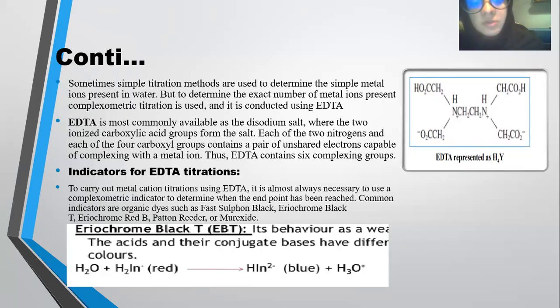Sometimes simple titration methods are used to determine the simple metal ions present in the water, but to determine the exact number of the metal ions present in the complex, titration is conducted using EDTA. EDTA is most commonly available as disodium salt with two ionized carboxyl groups from salts. Each of the two nitrogens and each of the four carboxyls contain a pair of unshared electrons capable of complexing with the metal ion. Thus, EDTA contains six complexing sites.